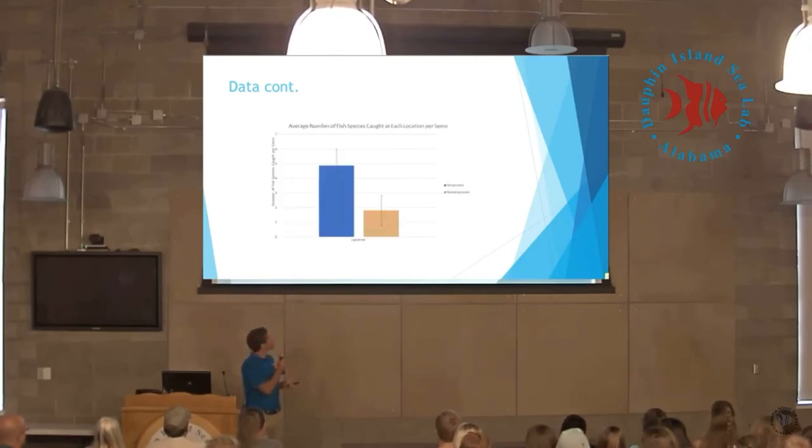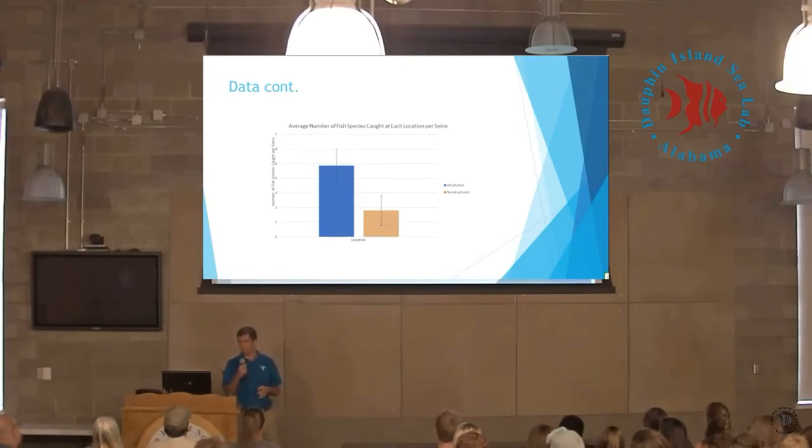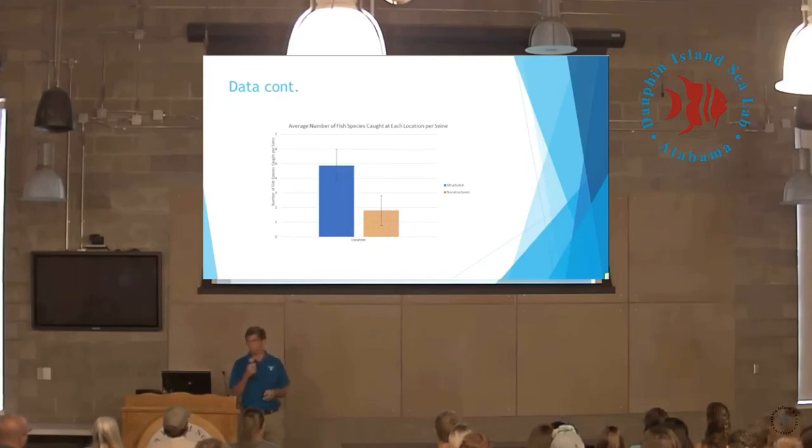I then calculated richness, which is essentially the number of species per effort, which in this case was a seine. I calculated the number of species caught in each seine, averaged that, and put it into a graph. The structured environment had, on average, about 3 more species than the non-structured. I calculated standard deviation to look for a significant difference, and the error bars do not overlap, which indicates a statistically significant difference, which supports my hypothesis.